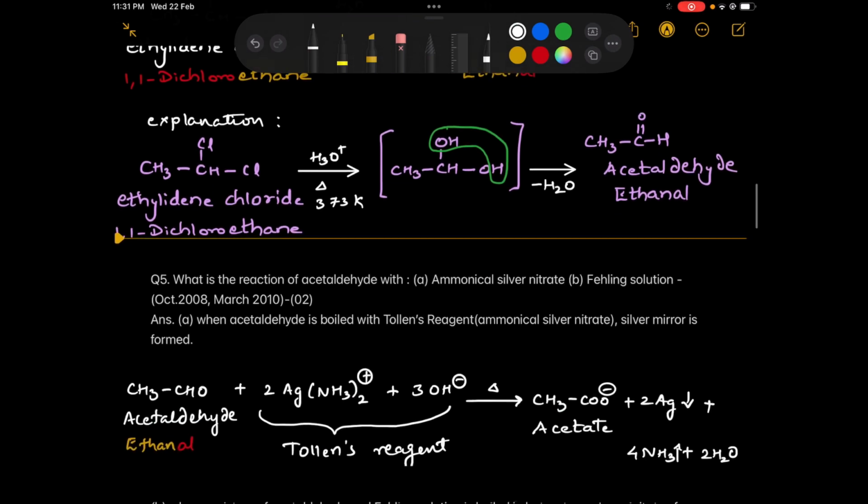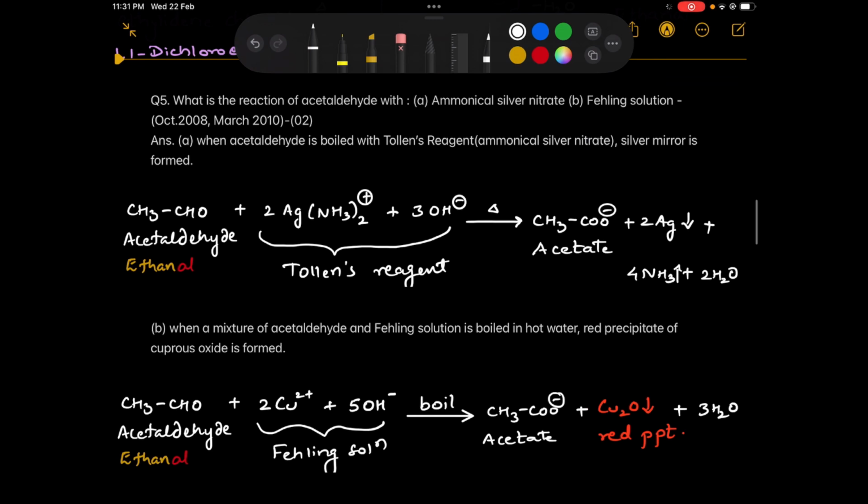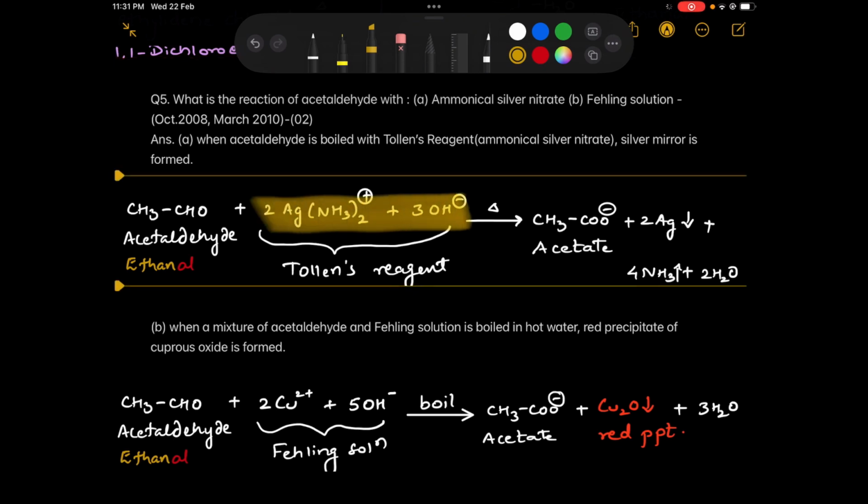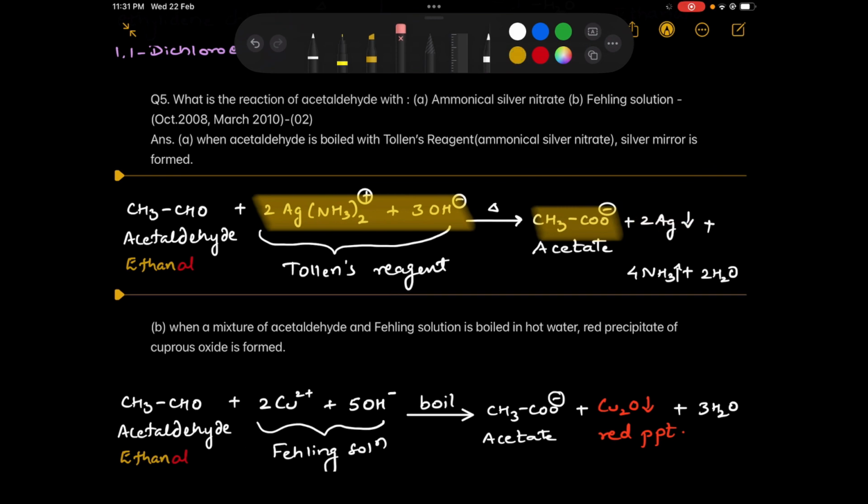Let's move on to the next one. What is the reaction of acetaldehyde with ammoniacal silver nitrate? So with ammoniacal silver nitrate, which is also called Tollens' reagent, what we get is acetate radical. We get silver getting formed. Now this silver actually looks very shiny, and this is also called the silver mirror test, which is used for the identification of the functional group aldehyde.